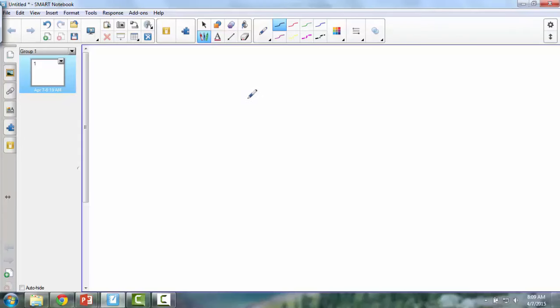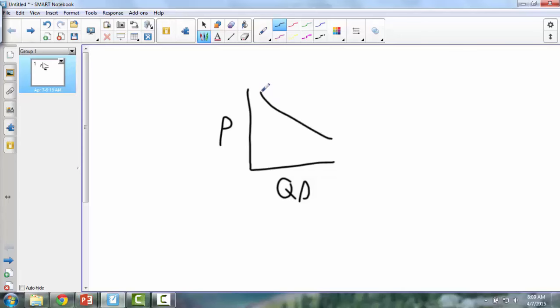Okay, so I'd like to show you what a demand graph looks like. Here we go. Our y-axis is price, our x-axis is quantity demanded. Are you all ready to have your minds blown? Here is what a demand curve looks like. That's it. That's supposed to be a straight line.